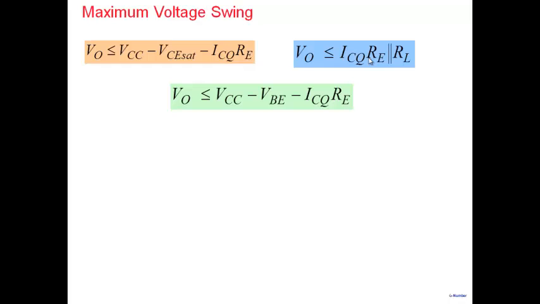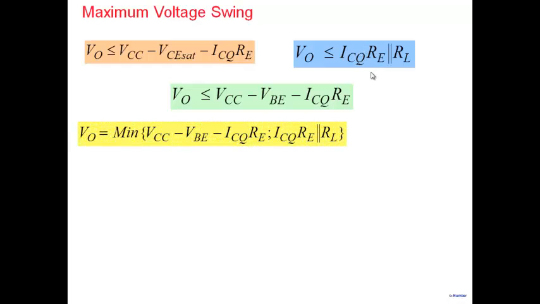If we look at these two terms, we note the following: as I increase my ICQ, this term goes up, this limit goes up. On the other hand, this particular limit goes down. Similarly, something similar happens with RE also. So as you try to improve this limit, this particular limit goes down here.